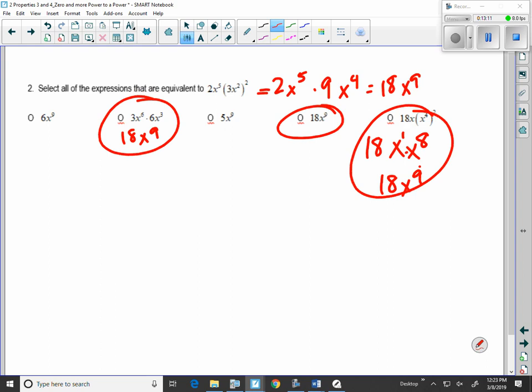Okay. So if it is a select all that applies, and it has a variable, it doesn't always have to be x, you're going to have to do that by hand. But if it has only numbers, like the one that we did yesterday, you can use decimals on those.